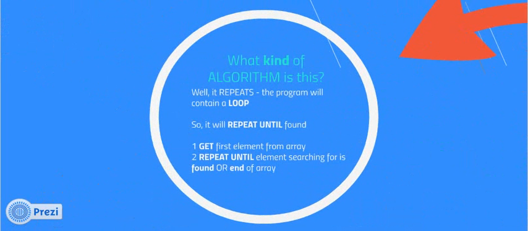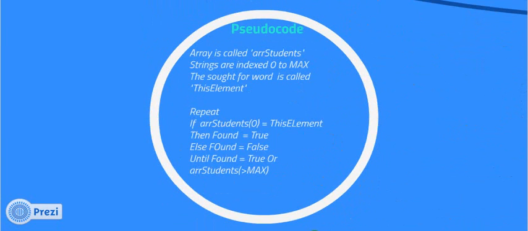What kind of algorithm is this? Well, if it repeats, the program will contain a loop. So it will repeat until found. And we've got two simple steps in our algorithm. Get the first element from the array. If it's not found, just repeat this until it is found. There's a couple of sub-elements to this algorithm that you can find in your textbook on page 91, I believe, somewhere around there. But those are the two main elements of our algorithm.